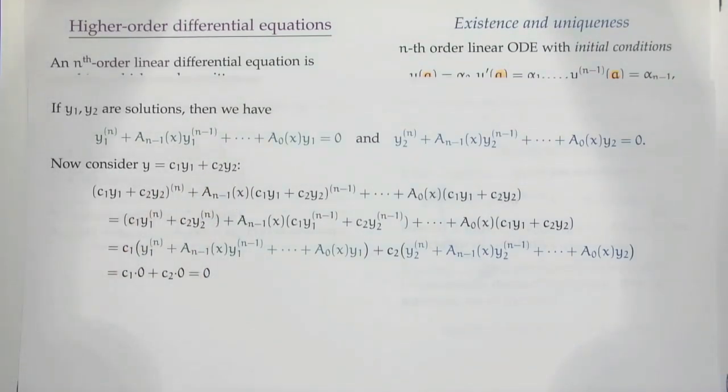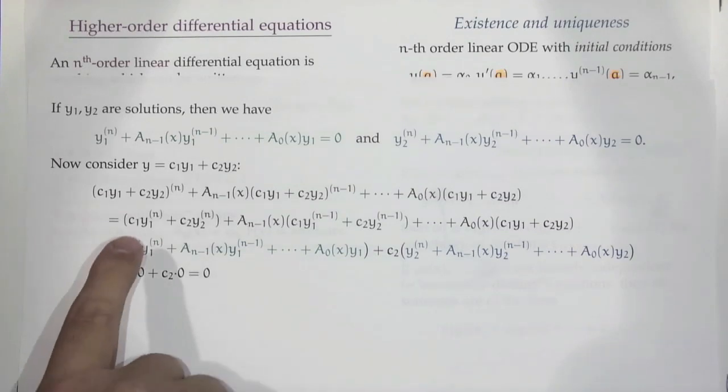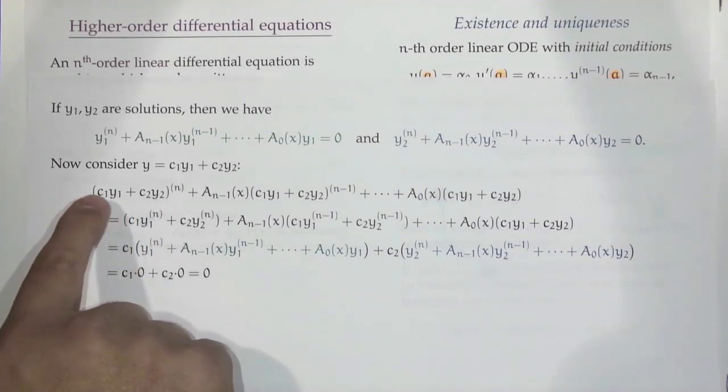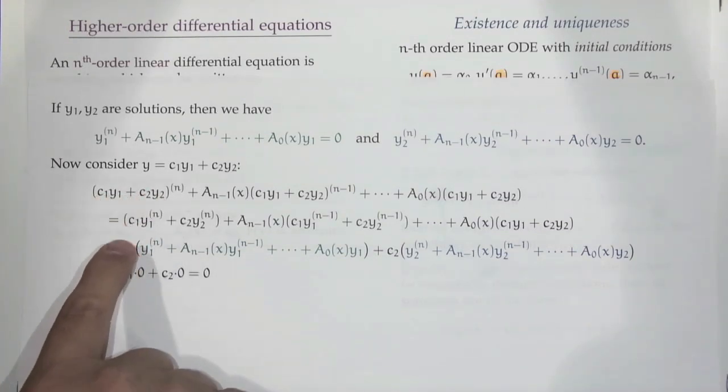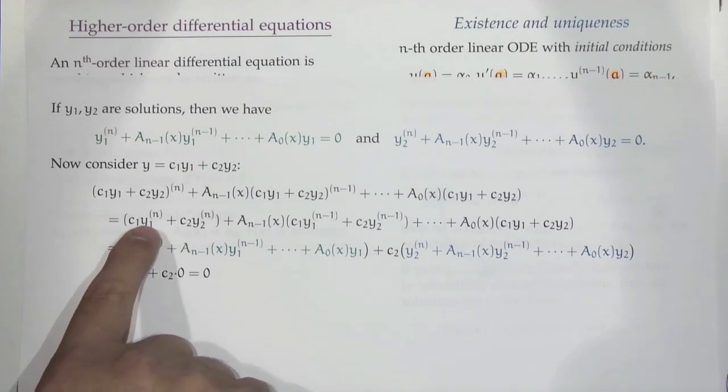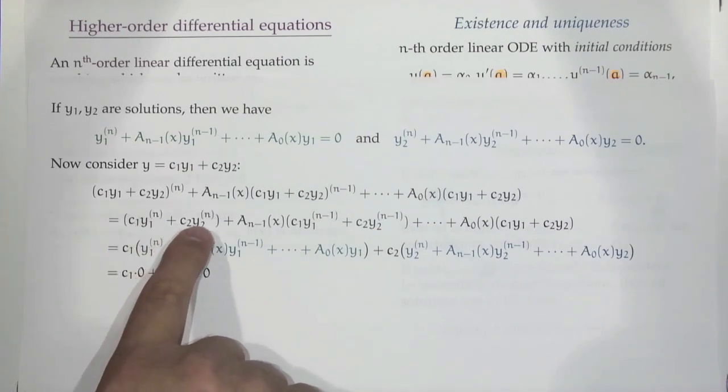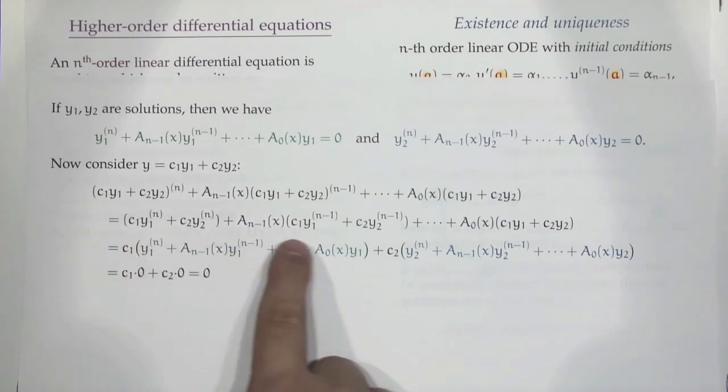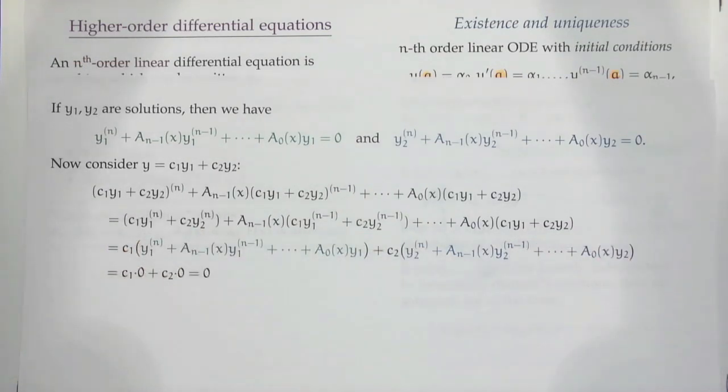The nice thing that really makes all of this work is that in the background, we're taking derivatives. Why is that important? Differentiation respects addition and respects multiplying by numbers. In other words, differentiation is linear. So if I want to take the nth derivative of c1 times y1 plus c2 times y2, that's c1 times the nth derivative of y1 plus c2 times the nth derivative of y2. And that's true for all of these terms here.